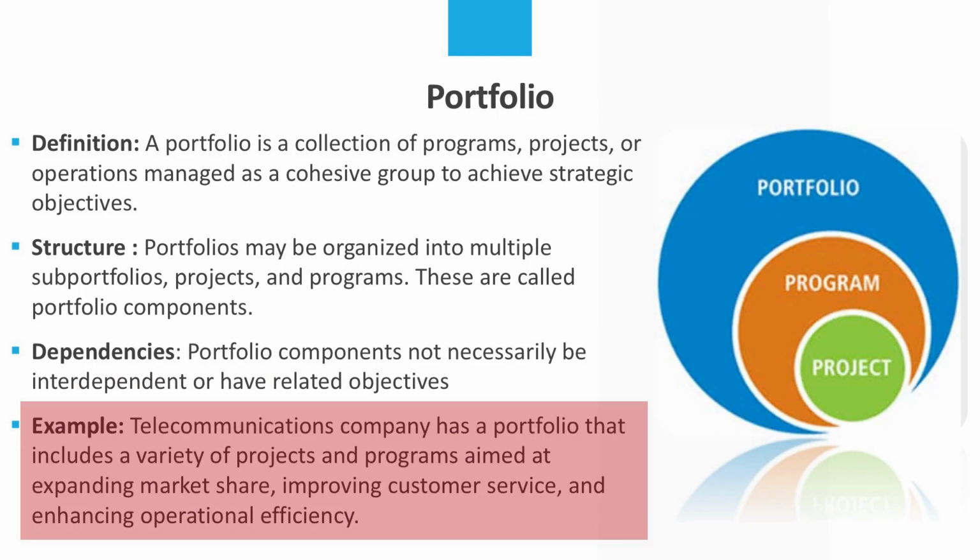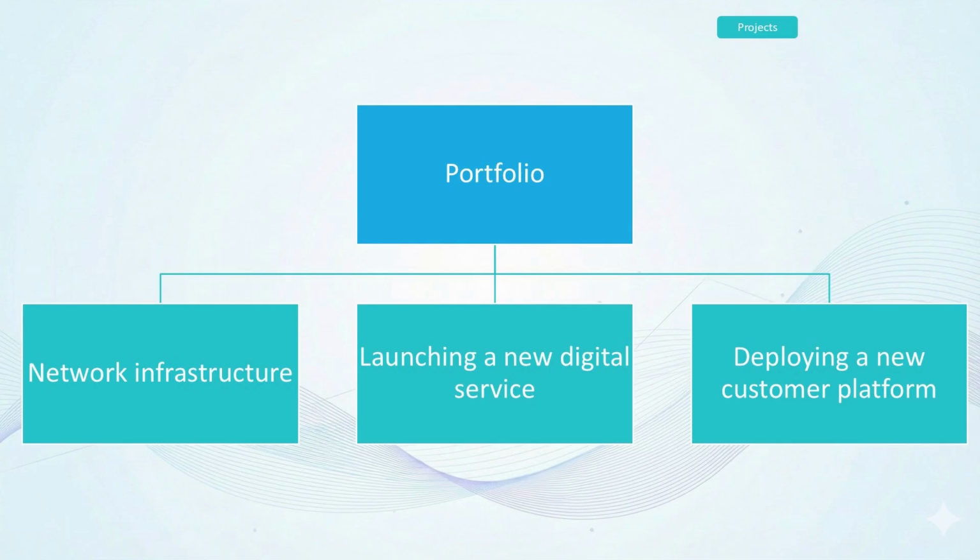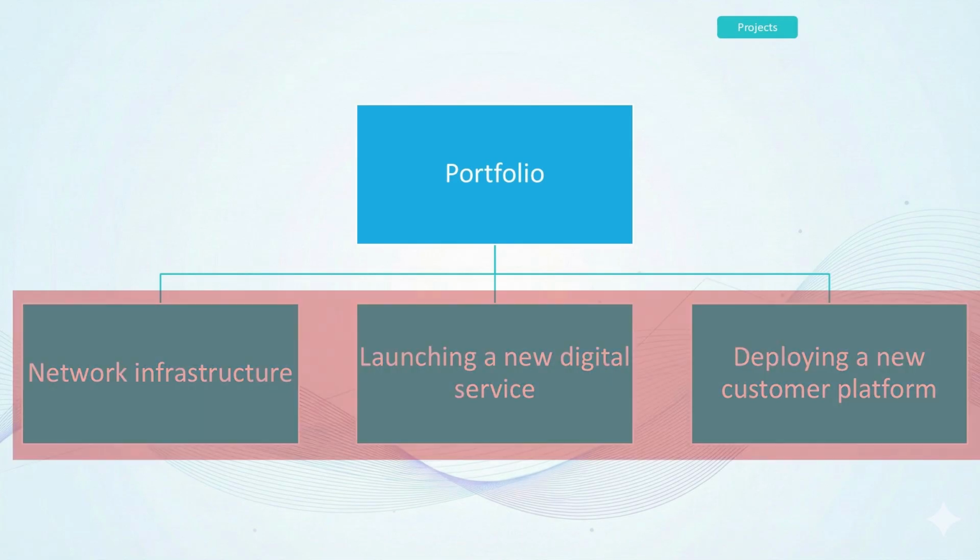For example, a telecommunications company might manage initiatives to grow market share, improve customer experience, and streamline operations under one portfolio. Each initiative is different, but together they help move the organization toward its strategic objectives. So, when we talk about portfolio components, we're really talking about the different kinds of work that sit inside that portfolio. Some of this work is temporary and focused on change, which is known as a project. For example, building a new network infrastructure, launching a new digital service, or deploying a new customer platform. This type of effort has a clear beginning and end, and it's designed to deliver a specific outcome. That's what we mean by a project.